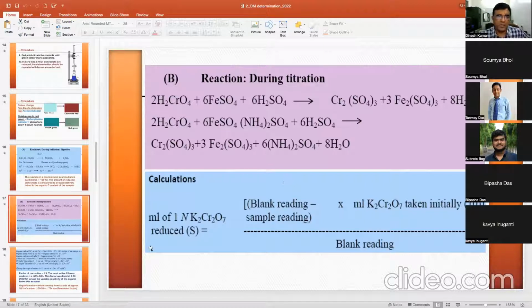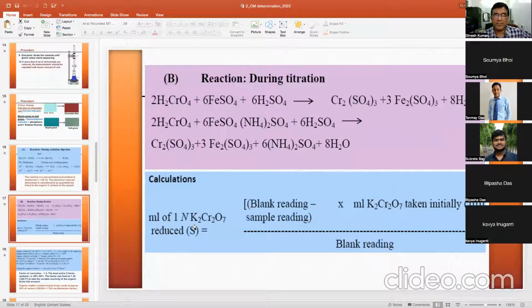Now coming to the calculation. See this part carefully. ml of 1 normal K2Cr2O7 reduced. This is the quantity of potassium dichromate, because we have taken 1 normal potassium dichromate. So what quantity is reduced? That will be equivalent to carbon. So this is designated by the symbol S. You need to remember S.